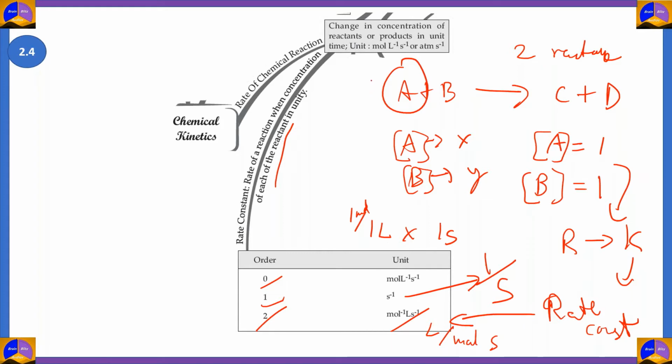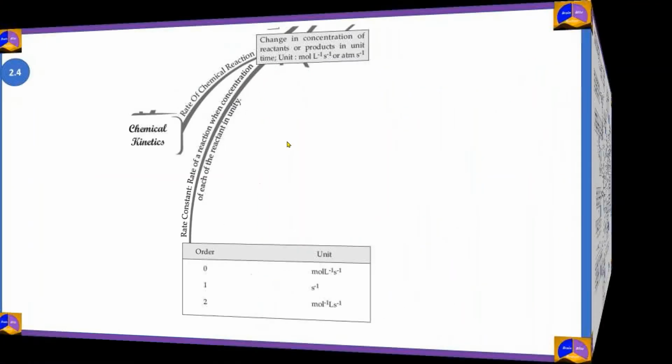So the rate constant is the rate of a reaction when the concentration of each of the reactants is in unity. So we find the rate in this situation and we get our rate constant. So the rate constant is the rate of a reaction when the concentration of the reactants reaches unity, because the rate of a reaction is dependent on the concentration of the reactants.